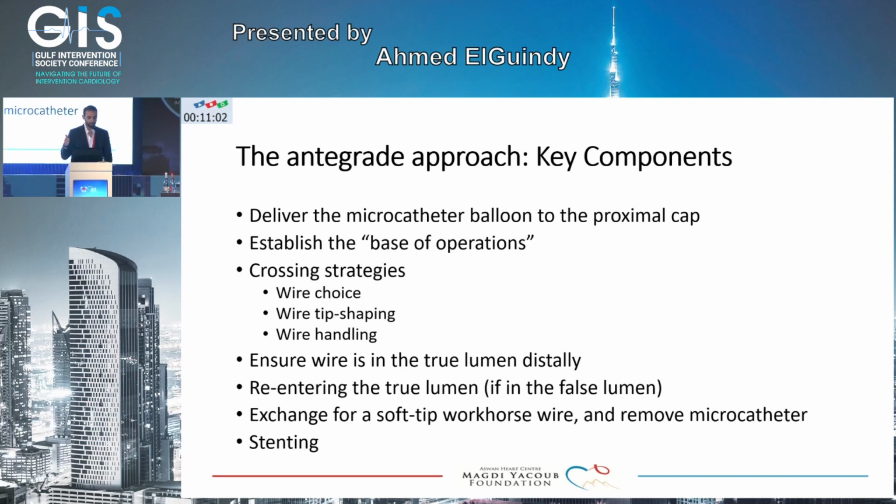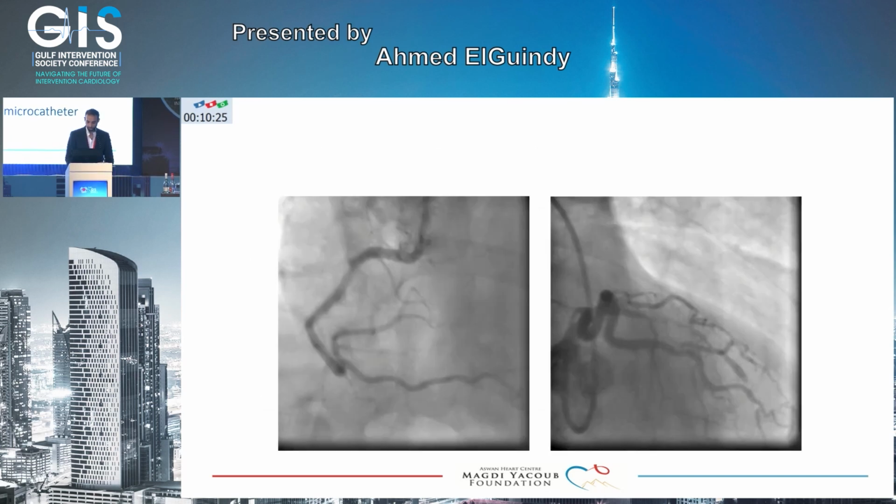We start by delivering a microcatheter to just before the proximal cap, and this is where we establish a base of operations. And then we utilize a number of different crossing strategies, which obviously includes a thought process on the choice of wire, how we shape that wire, and how we handle it. If you manage to cross true to true with AWE, or antegrade wire escalation, you want to ensure that this wire is in the true lumen distally. And if you fail to enter the true lumen, you want to have a plan B and C for how you can re-enter the true lumen. Then we exchange for a workhorse wire, remove the microcatheter, and do our stenting.